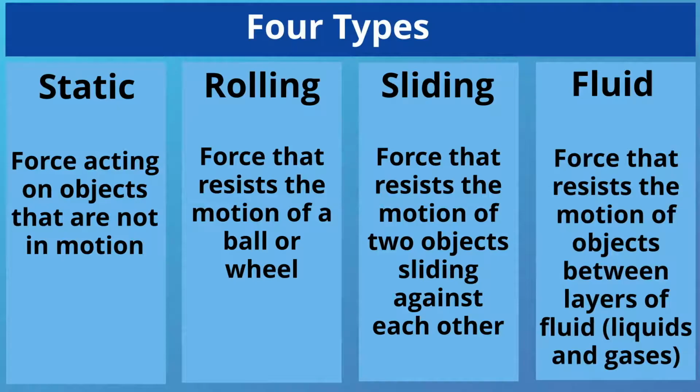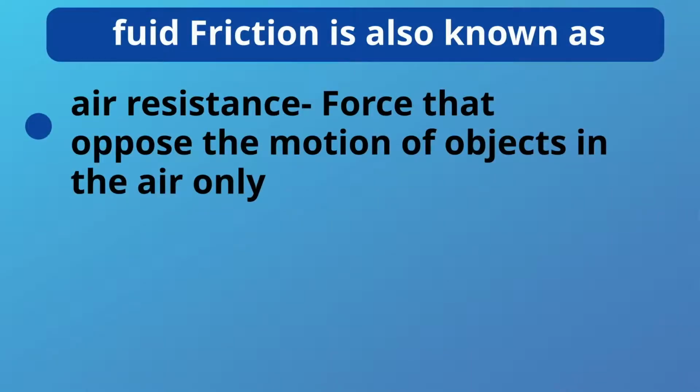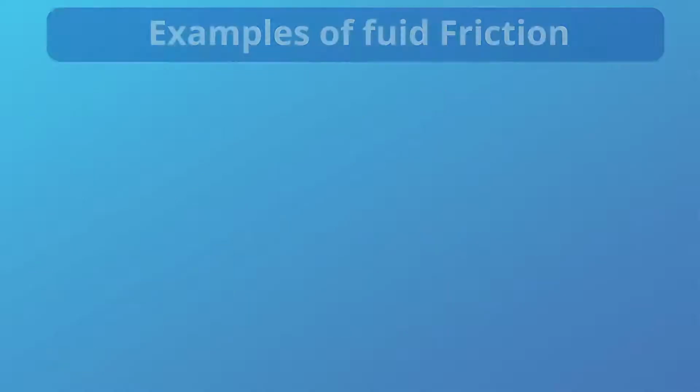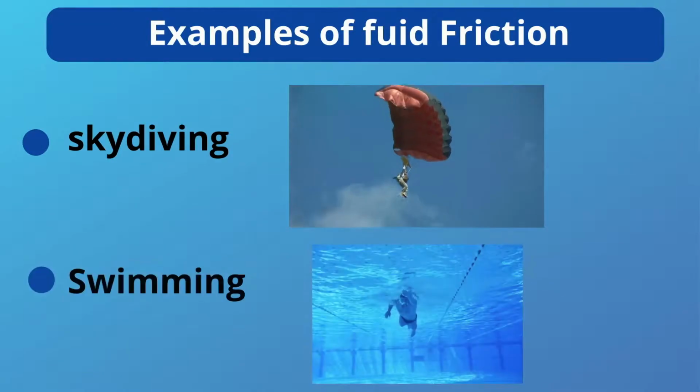Fluid friction is the force that resists the motion of objects between layers of fluids like liquids and gases. Fluid friction is also known as air resistance. That's the force that opposes the motion of objects in the air only, and drag, the force that opposes the motion of objects in liquids and gases. So air resistance is a form of drag. Examples of fluid friction would be skydiving and swimming.